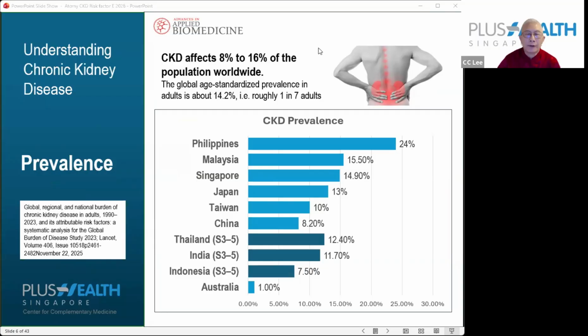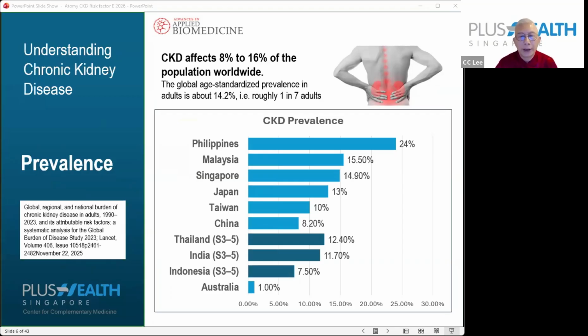Okay, how prevalent is CKD among us? CKD affects 8% to 16% of the population worldwide. It is 24% in the Philippines, 15.5% for Malaysia, and 14.9% for Singapore.